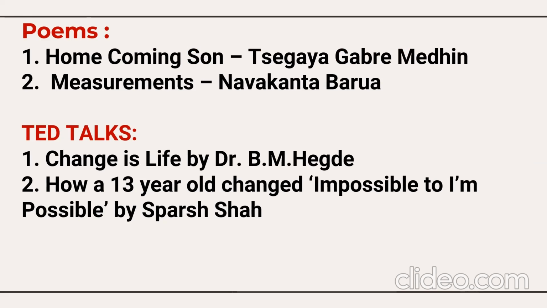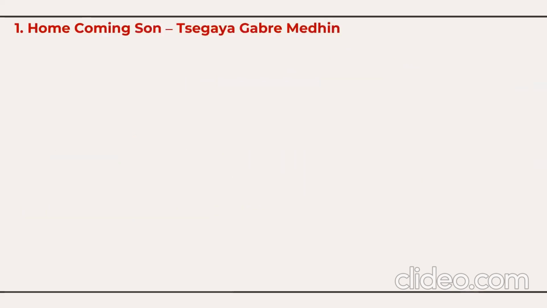Now the remaining 10 marks questions will be asked from the poems and the TED Talks. We have 2 poems, Homecoming Sun and Measurement. We have 2 TED Talks, Change is Life by Dr. B.M. Hegde, and How a 13-year-old Changed Impossible to Possible by Sparsh Shah. From this section, you'll be asked 4 questions, 2 from poetry, 2 from TED Talks. You have to opt for only 2 questions. Each question will have the weightage for 5 marks. So very briefly, let's know about Homecoming Sun, the poem.